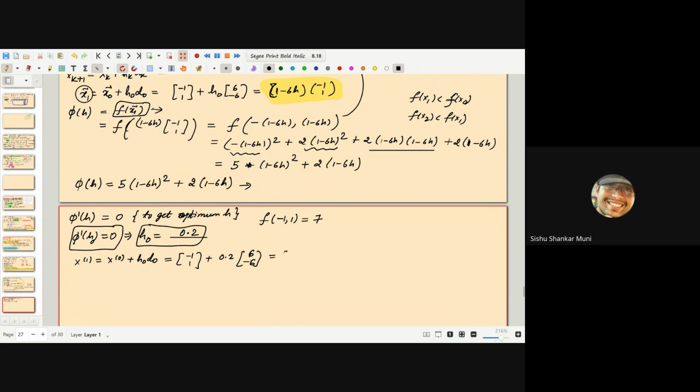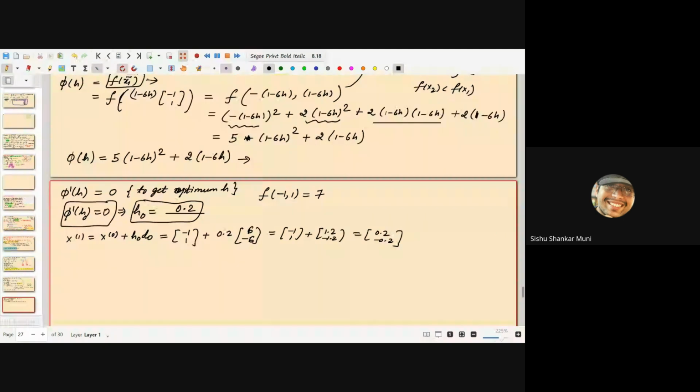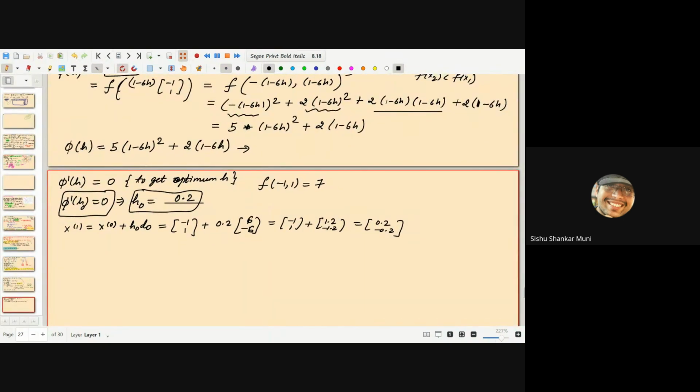Okay. So what is this? Minus 1 plus 1.2, minus 1.2. So you got 0.2 and minus 0.2. Okay, x1. Fine. Now what is f of x1? That means f at x 0.2 and minus 0.2.